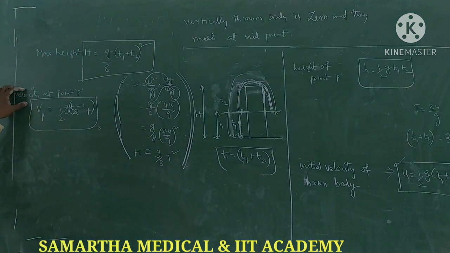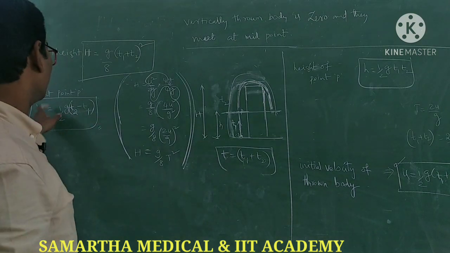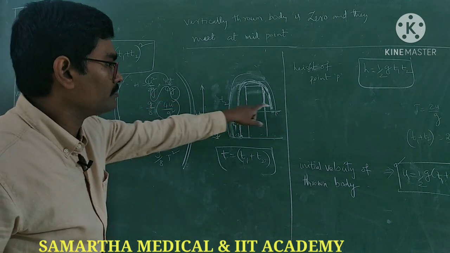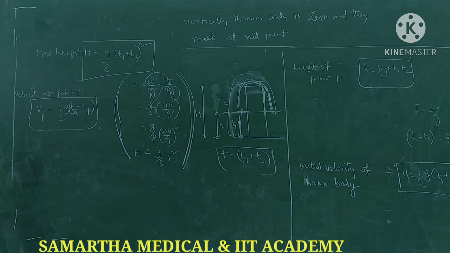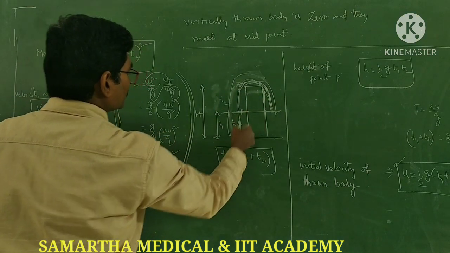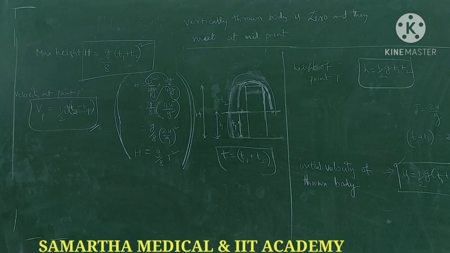Okay, next, the velocity of the body while reaching the point P. So Vp is equal to half g into (t2 minus t1). That is the formula for the velocity at that point, the magnitude of velocity. Okay, just note that down. Next.